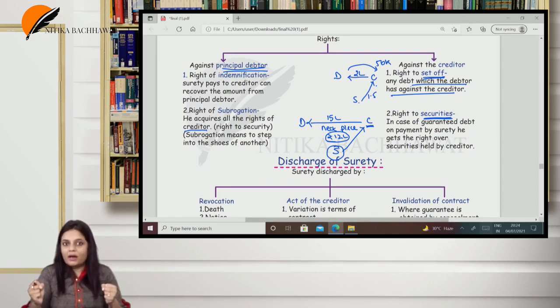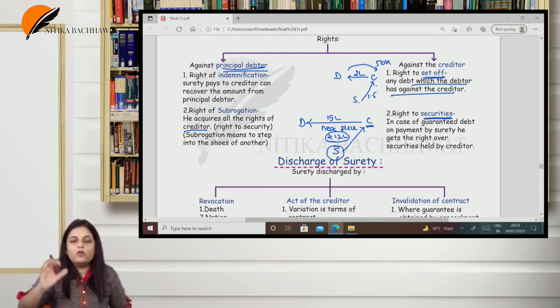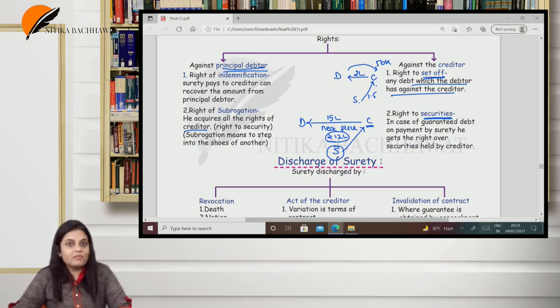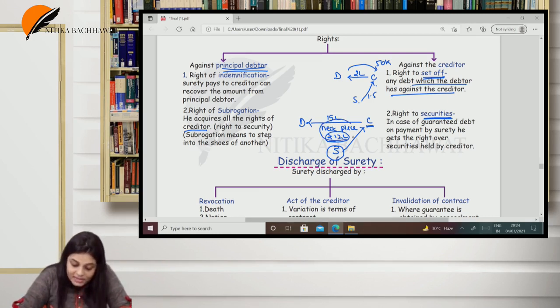Now, when the creditor gets his money back, he tries to act smart. He is like, okay, debtor, I have got my money back. Let me give you, from the surety, let me give you your necklace. Can he be that smart? No. Now, this necklace belongs to the surety.